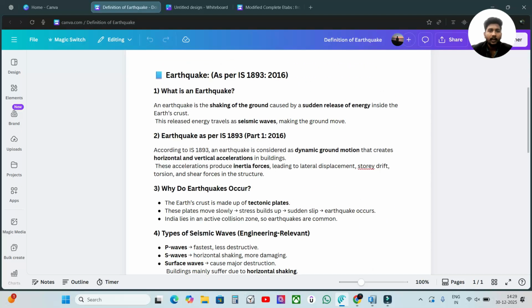What is an earthquake? An earthquake is a shaking of the ground caused by the sudden release of the energy inside the earth's crust. This released energy travels as seismic waves, making the ground move.